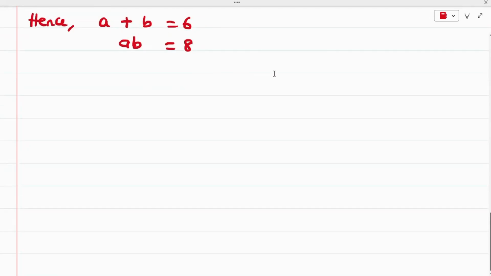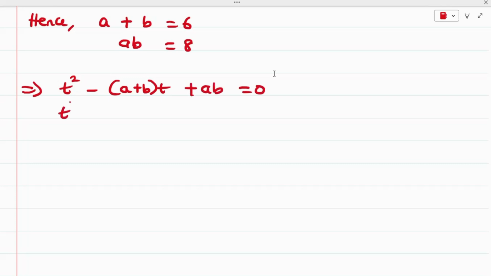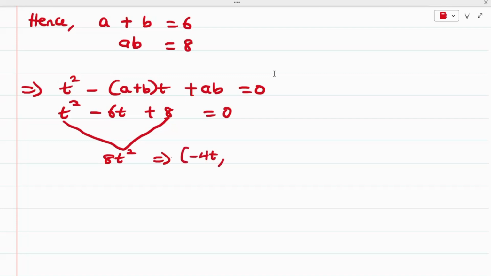8. So applying the sum and product of the roots of a quadratic equation, we have that to be given as t square minus (a plus b)t plus ab is equals to 0. So we have t square minus 6t plus 8 is equals to what? 0. So factorize, we take this and multiply, we have this to be 8t square. Think of two numbers that when you multiply, it's going to give us 8t square, and when you add, it's going to give us minus 6t. We have these numbers to be minus 4t and minus what? 2t. So let's check this out.